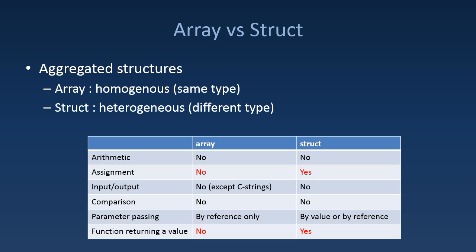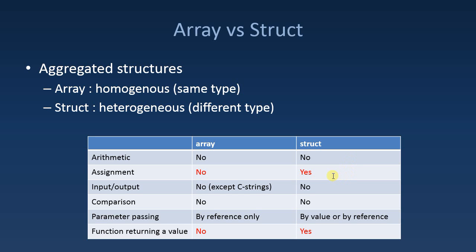Other than that, they have a lot of things in common in terms of what we can do with them, right? So we can't do kind of bulk input or output to either one. We can't do comparison between two student objects or between two arrays in a meaningful way. We can't do arithmetic. I can't take two students and add them together. I can't take two arrays and add them together. But there are some things where they behave a little bit differently.